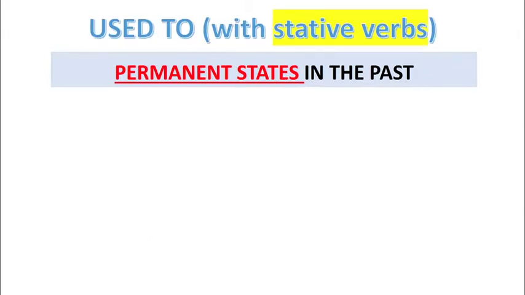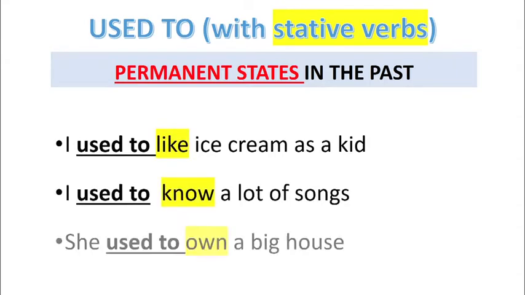We use used to with stative verbs. And stative verbs are the ones that talk about states. Let's take a look at what stative verbs are. So I used to like ice cream as a kid. I used to know a lot of songs. She used to own a big house. Like, know, and own are stative verbs.